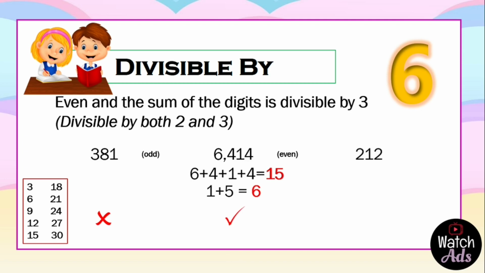Our last example is 212. 212 is an even number because it ends in 2, which means it passed the first test. For the second test, it should be divisible by 3. To check if a number is divisible by 3, we add all the digits. 2 plus 1 plus 2 is equal to 5. And 5 is not divisible by 3, which means it didn't pass the second test. And 212 is not divisible by 6.